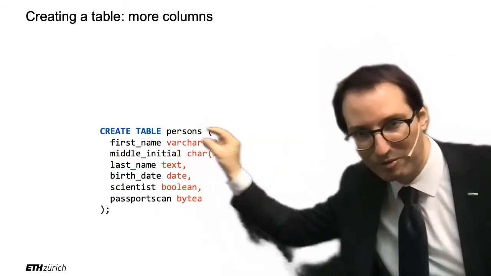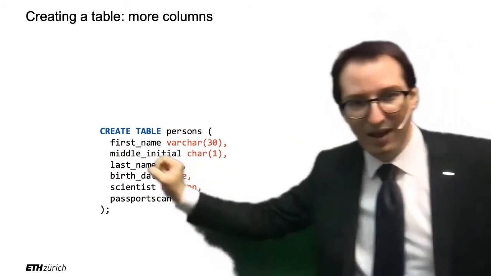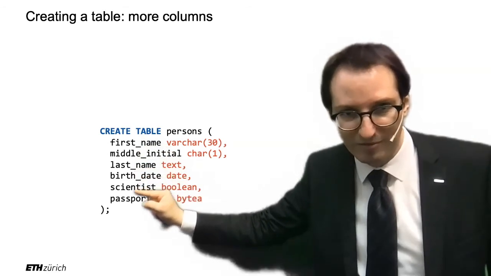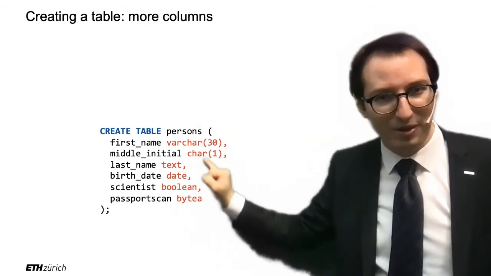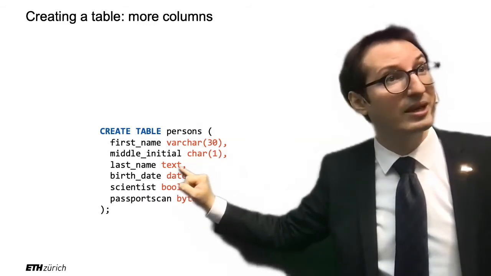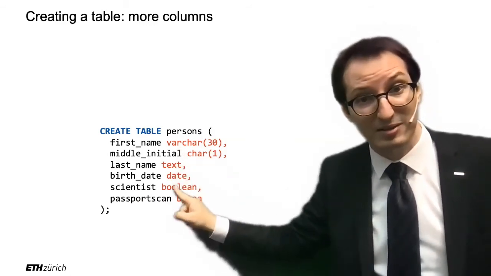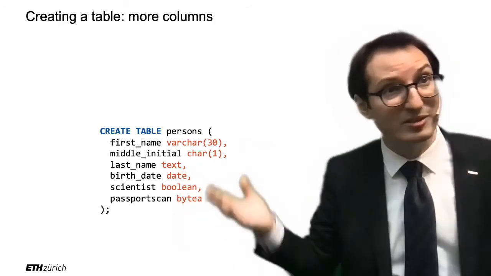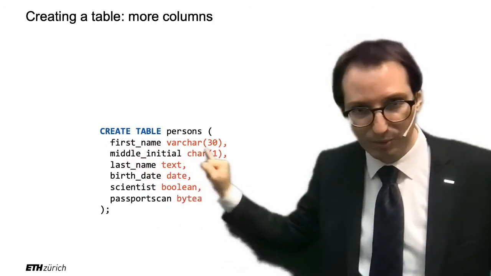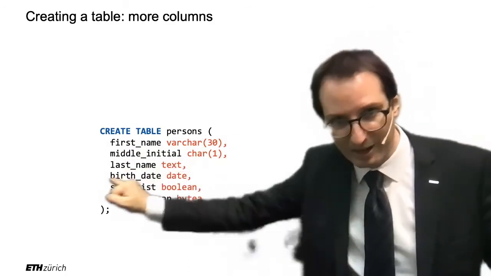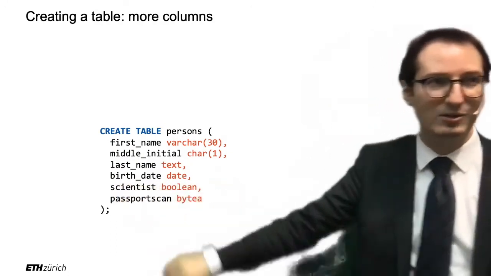Okay. What about more columns? Let's create a table with more columns. This is what it looks like. So again, create table. I have the name of my table right there. It's called persons. And now I have 1, 2, 3, 4, 5, 6 columns. And these are the types. Do you remember them? These are taken from the menu that I gave you, right? Varchar, char, text, date, boolean, bytea. You can pick any of these and put them here. So you see attribute, the domain, comma, attribute, the domain, comma, and so on and so on.